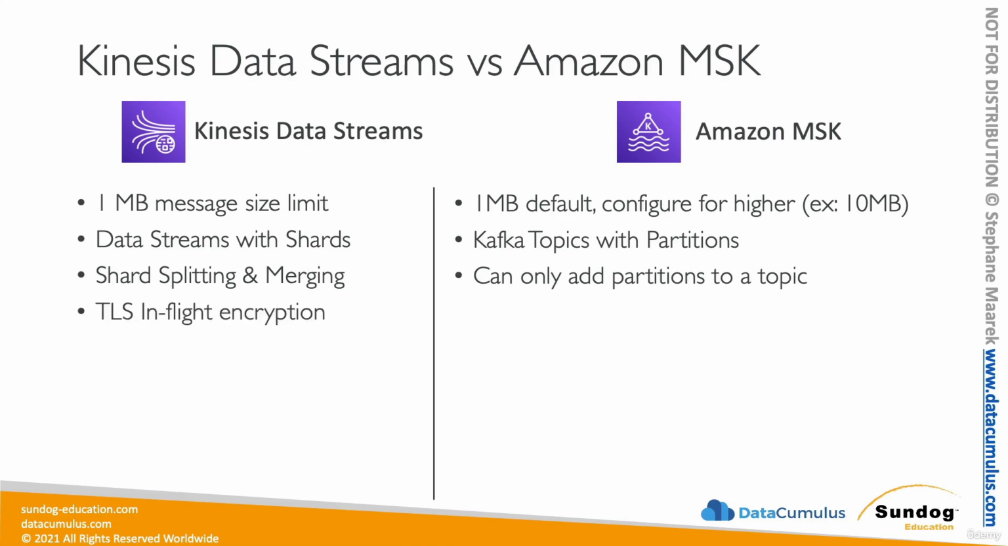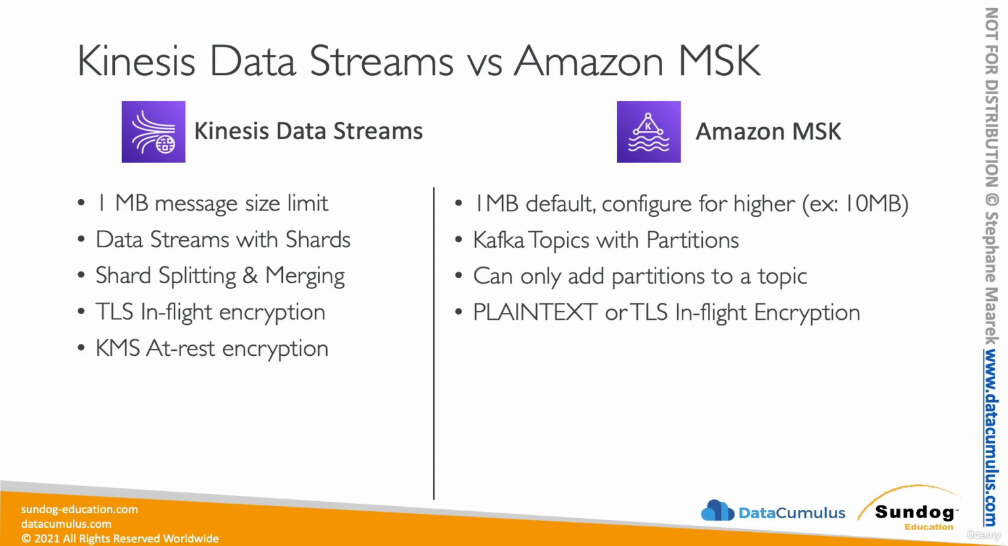In terms of encryption, Kinesis Data Streams has TLS in-flight encryption by default enabled, whereas for Amazon MSK, you have the option to choose to send the data over plain text, so no encryption, or TLS in-flight encryption as well. You get KMS at-rest encryption for both services.